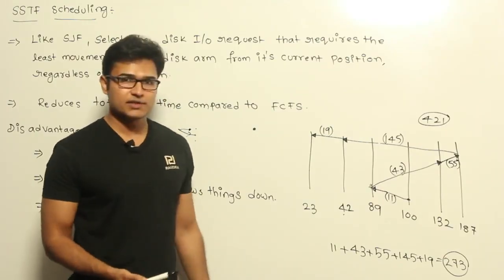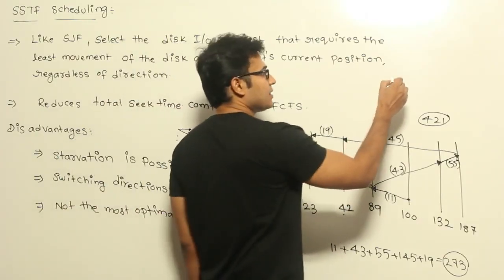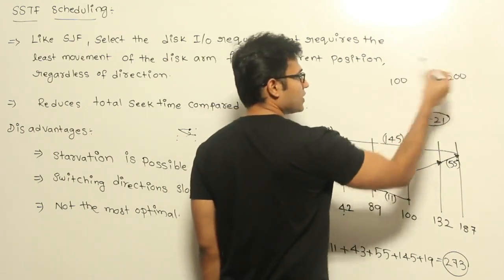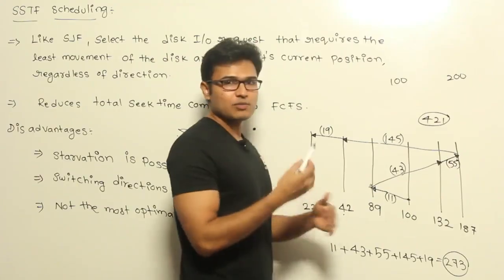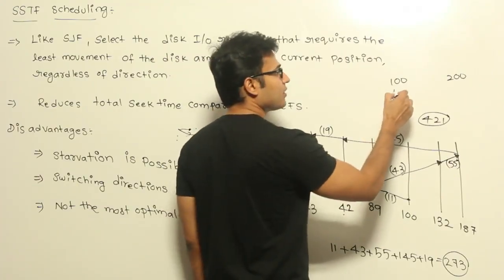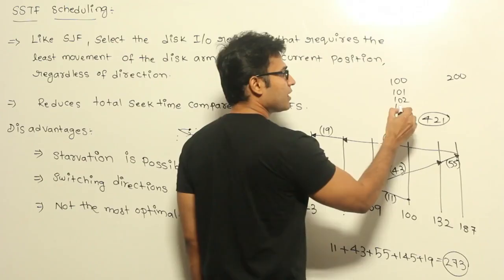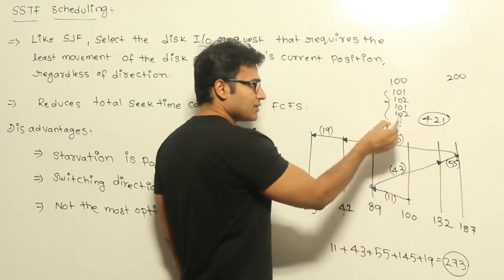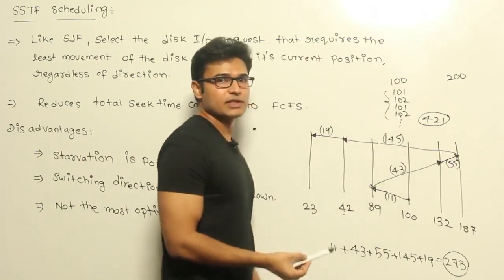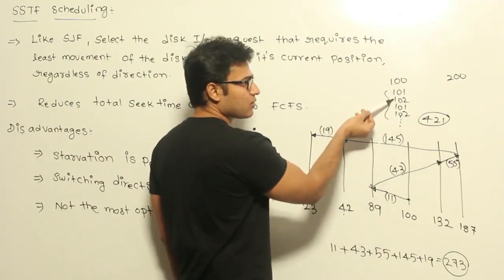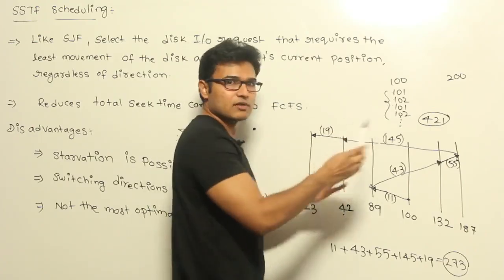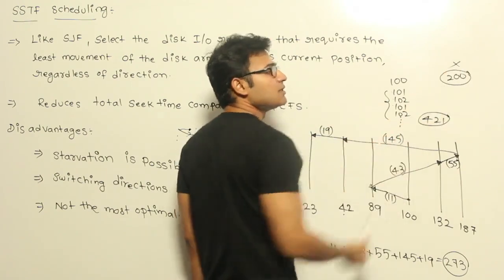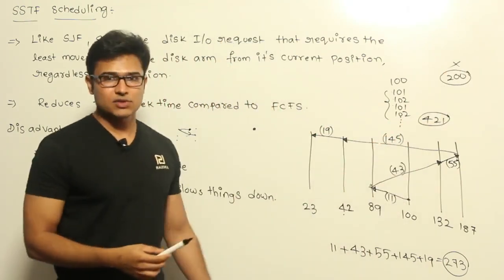How is starvation possible? You can imagine a scenario where, let's say you are at 100, and there is a request for cylinder 200, and along with that requests keep on coming, like 101, 102, again 101, again 102. If this continues, then all these requests will be serviced because they are very close by, isn't it? From 100 it will go to 101, from 101 it will go to 102, and again from 102 it will come to 101. It will be moving there itself. Even though the request for 200 has arrived very early, we are not going to consider it at all. So there is a chance that that request might starve forever.